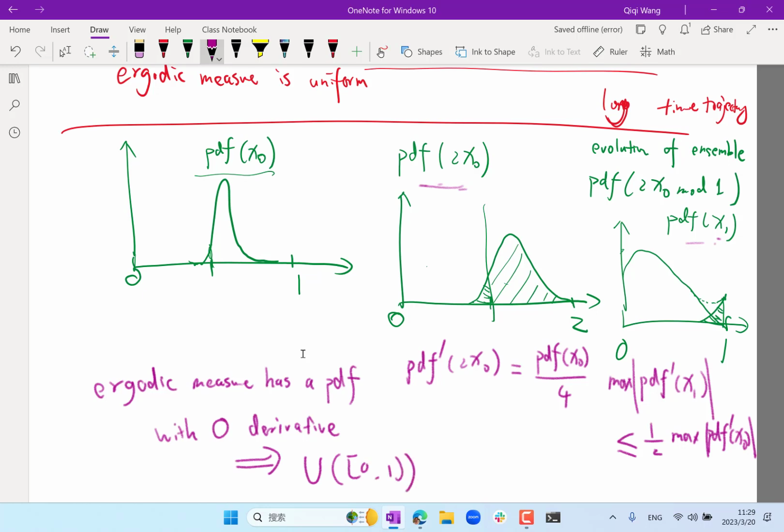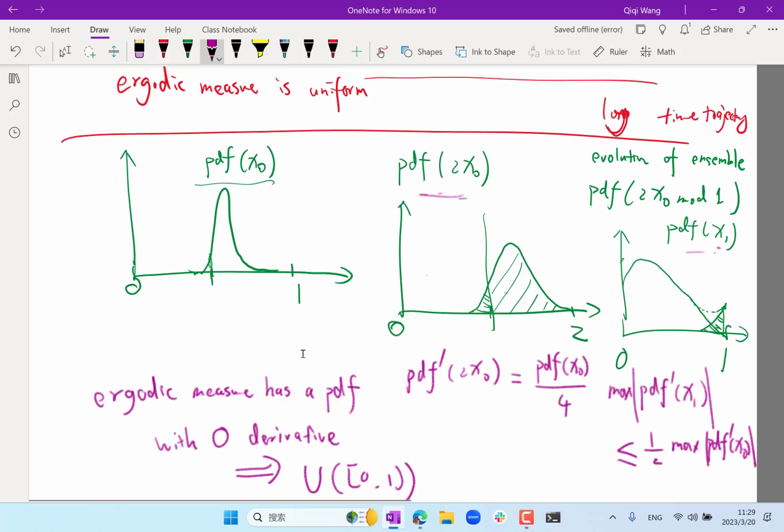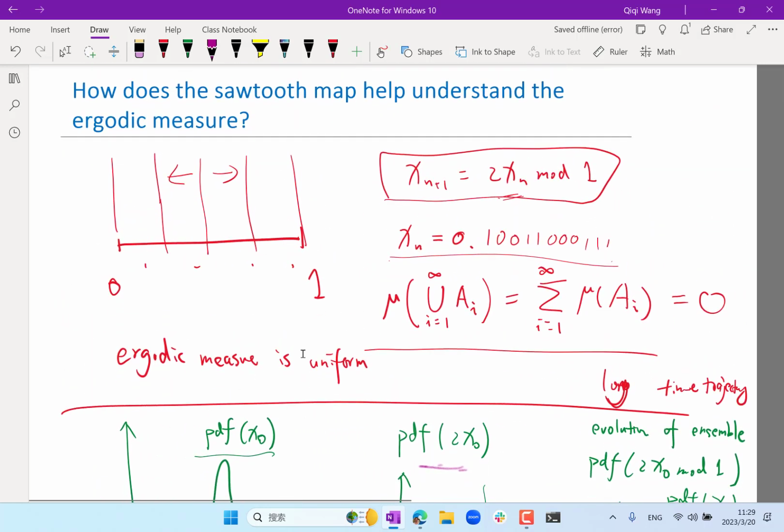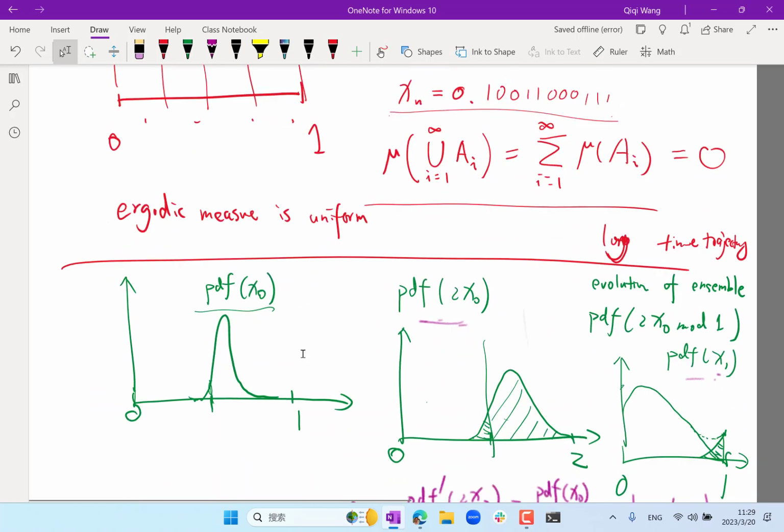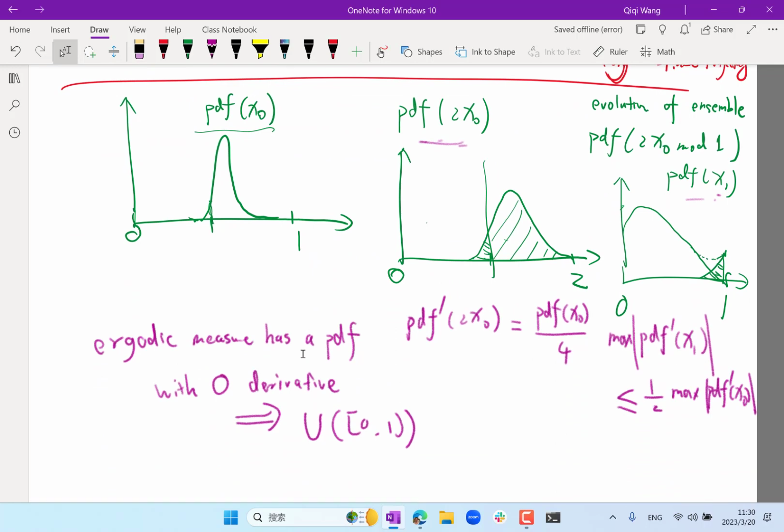All right, so this is going to be very useful when we extend the sawtooth map into a chaotic system with both stable and unstable directions. And we're going to see that it's actually a general property that a chaotic system is going to have a smooth distribution in the direction of its unstable manifold. So basically, in the unstable direction, there is a density, and the density is going to be smooth.